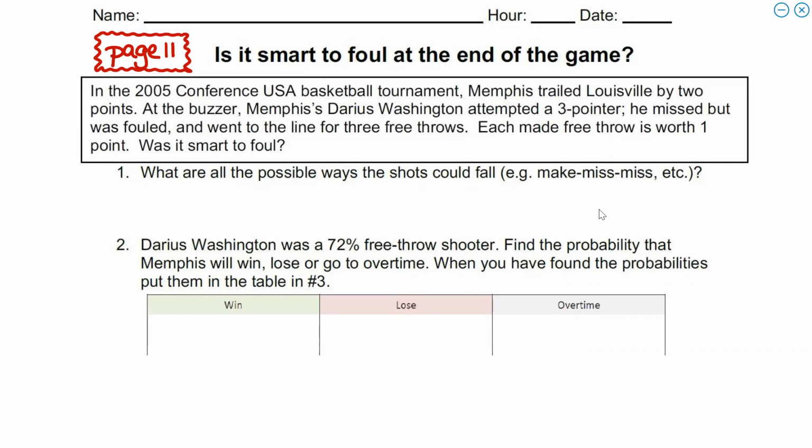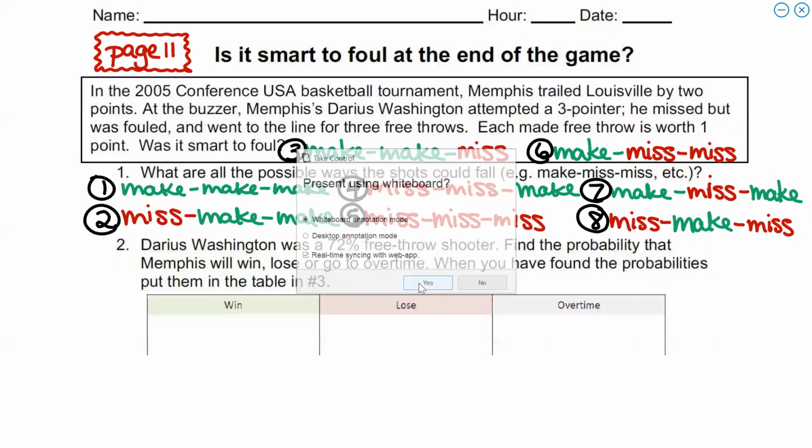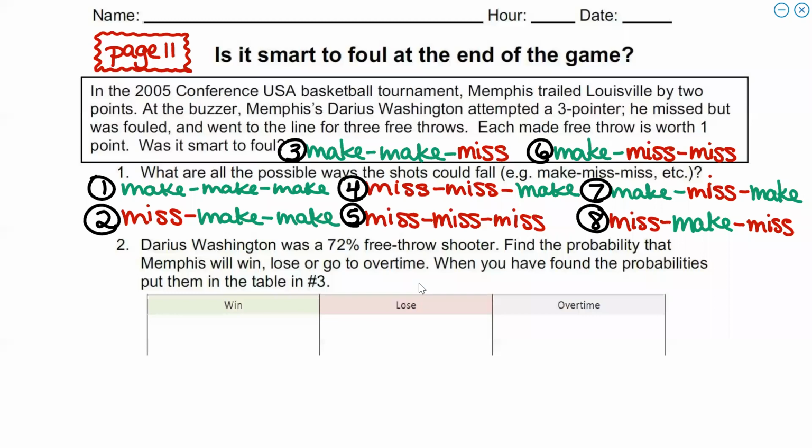Which of these options has Memphis winning the game? Just option number 1. All right, so if it's a make, it's a win. So 3 makes.